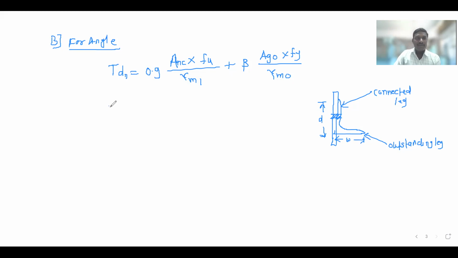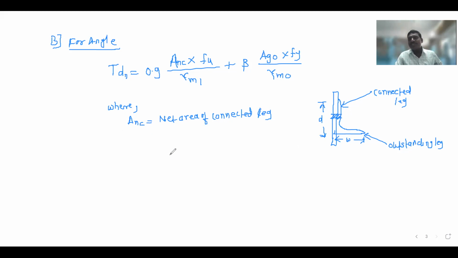So the angle has two legs, one is the connected leg and the second is the outstanding leg. Now, where do we have to calculate Anc? What is Anc? That we will see first. Anc is the net area of the connected leg. Why have they called it the net area of the connected leg? Why net area? Because the hole is provided.